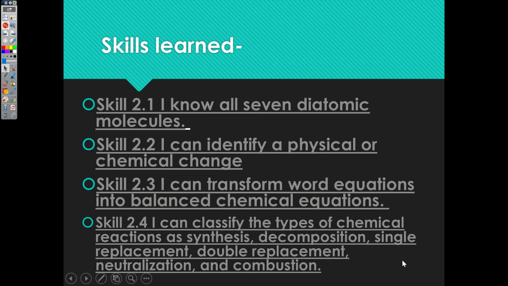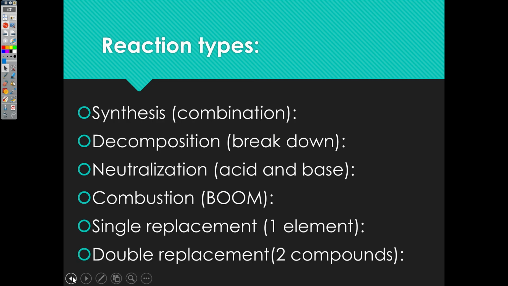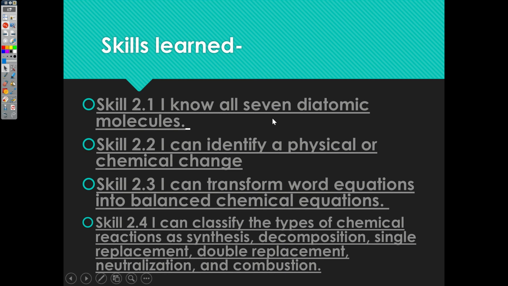Here are the 4 skills you're going to learn in today's notes. 4, that's a lot, but some of them you already know. 2.1 is I know all 7 diatomic molecules, which you should already know. Remember, it's on the front of your periodic table. Your nitrogen, hydrogen, oxygen, fluorine, chlorine, bromine, and iodine. 2.2 is I can identify a physical or chemical change, which we looked at in our last video. Chemical change means that the actual chemical formula makeup of it has changed, whereas physical changes can be reversed.